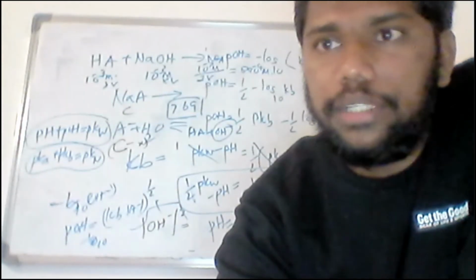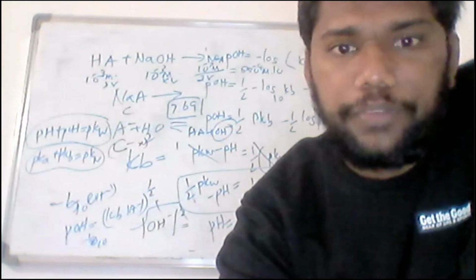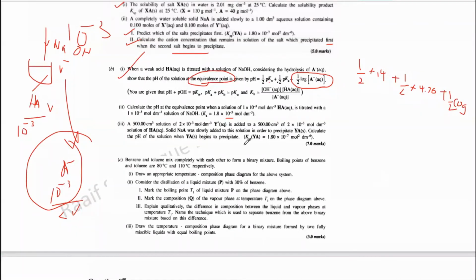Right. So I will share the screen again. Where is it? Okay. So we can calculate pH. So that is done. And the next thing that they tell is a 500 cubic centimeter solution of 2 into 10 to the power minus 3 Y plus is added to 500 cubic centimeter of 2 into 10 to the power minus 3 HA. Solid Na was slowly added to this solution in order to precipitate Ya. Okay, calculate the pH of the solution when Ya begins to precipitate. So this is again a theoretical one. Okay, so we will draw the description and everything.